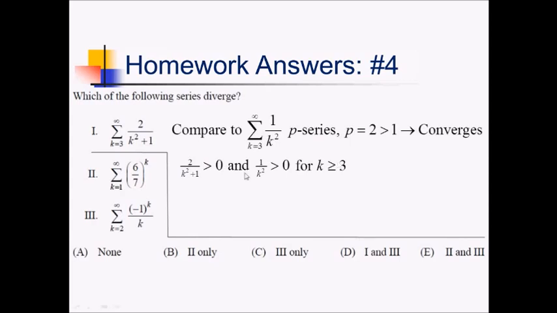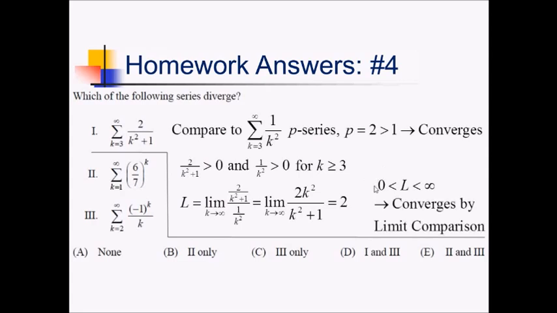I have the limit as k approaches infinity of the original series over the comparison series, 1 over k squared. Same change flip to simplify the fraction. We've got 2k squared in the numerator and k squared plus 1 downstairs. As k approaches infinity, this plus 1 becomes insignificant and we can forget about it. So we just have 2k squared over k squared, which is just 2. And since this limit is a finite positive number, between 0 and infinity, this series is going to behave the same way as 1 over k squared. It's going to converge by the limit comparison test.